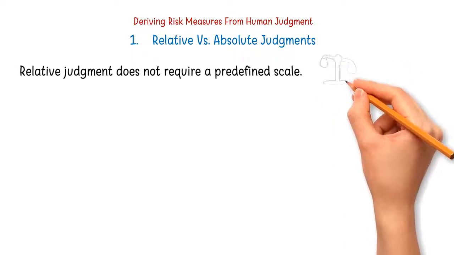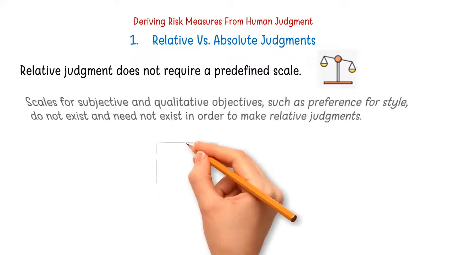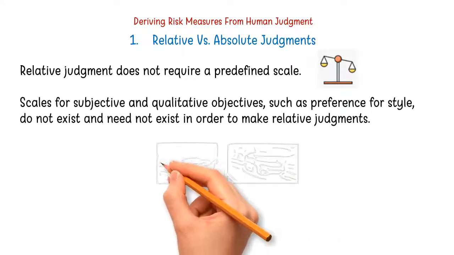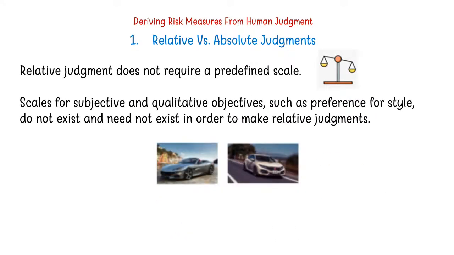Relative judgment does not require a predefined scale. Scales for subjective and qualitative objectives, such as preference for style, do not exist and need not exist in order to make relative judgments.